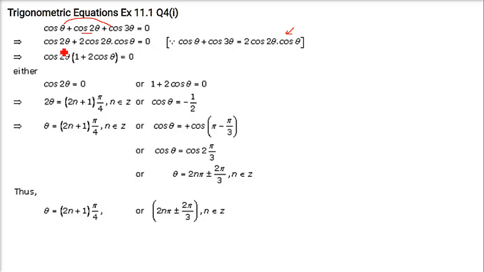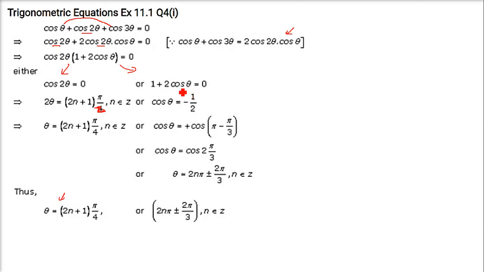Now take cos 2 theta common from here. Cos 2 theta you take common. So you get 1 plus 2 cos theta equal to 0. So either cos 2 theta is 0 or 1 plus 2 cos theta equal to 0. Cos 2 theta equal to 0 simply means 2 theta is (2n plus 1) pi by 2. So take 2 in the denominator, you will get (2n plus 1) pi by 4. So this is one solution.